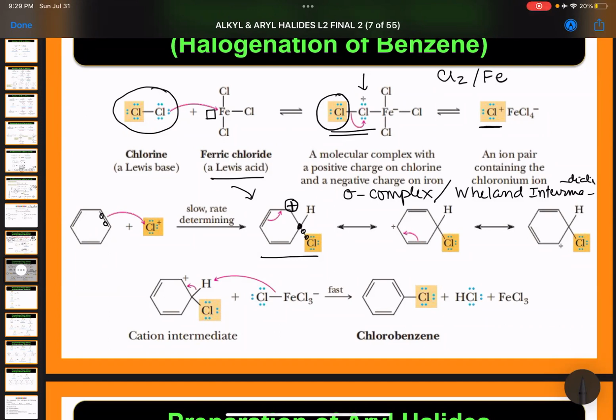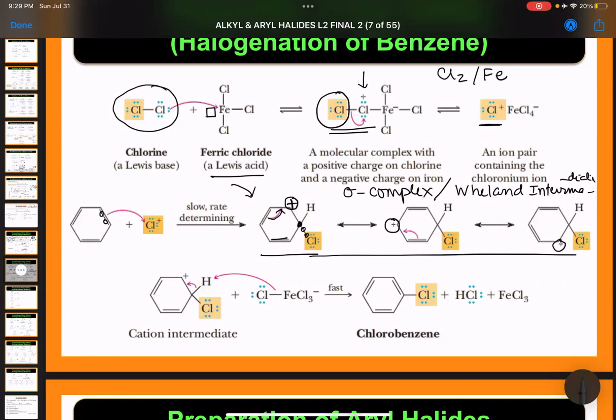This plus is not going to stay at one place, because it is a part of a ring which still has 2 more pi bonds inside the ring. It can take the electron density from the adjacent pi bond. This adjacent pi bond will rotate like this. The plus charge will come on this carbon, and it can also come on this carbon. So this is resonance stabilized. Sigma complex is stabilized by resonance, right?